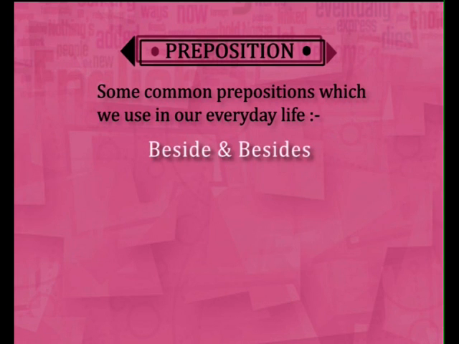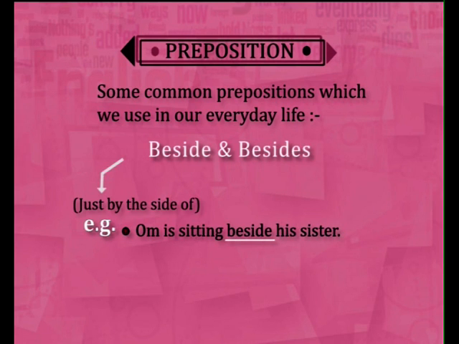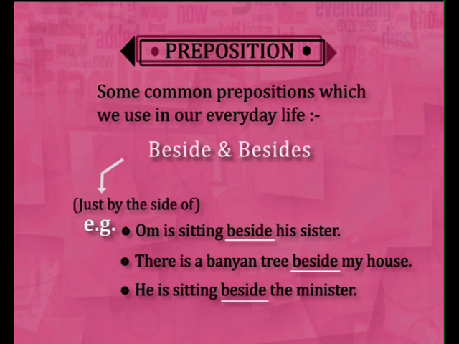Similarly, next comes beside, besides. This is very commonly used, and people, students and all commit mistake if they do not know exactly the addition of s, meaning is totally different. Pura meaning change ho jaye. Beside mane kaun? Beside, just by the side of. You can say that Om is sitting beside his sister. Okay, just by the side of. There is a banyan tree beside my house. He is sitting beside the minister. That means just by the side of.